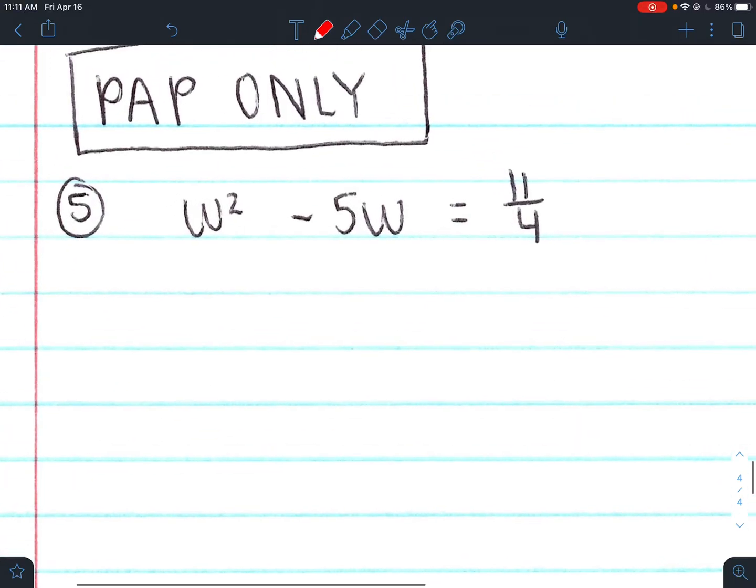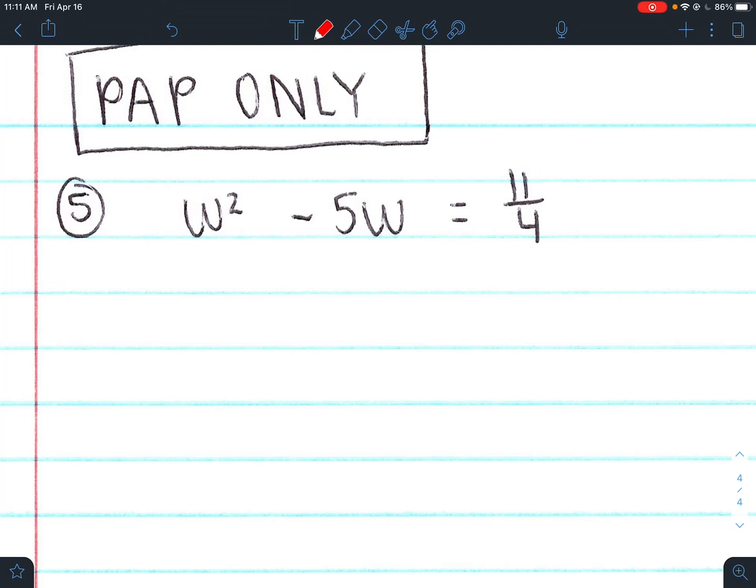All right, so let's start with number 5. W squared minus 5w equals 11/4. Remember, the first step of completing the square is you want all your variables on the left and all of your numbers on the right. If you're given a choice to solve by completing the square, I would choose not to, because there are always other ways to solve that could be easier. But if you're asked to complete the square, then obviously you complete the square.